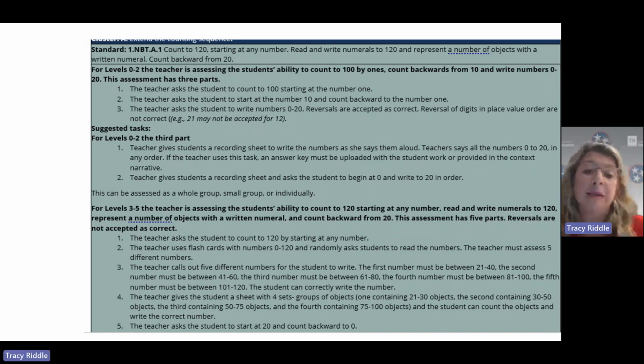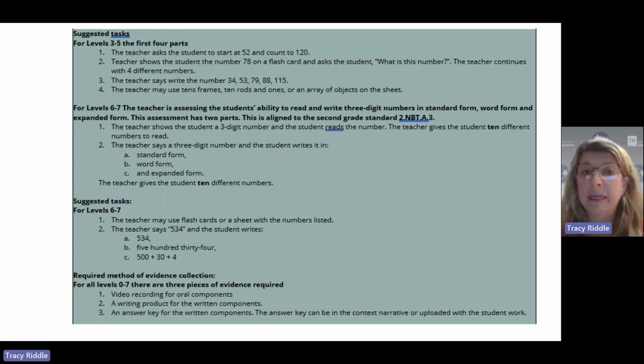The teacher could ask the student, for example, to start at 52, and the student starts at 52 and goes to 120. An example of the teacher using flashcards would be the teacher showing the student the number 78 and asking, "What is this number?" And the student says the number, reading the number. The teacher, again, will ask 5 different numbers to assess this part. An example of the third part would be the teacher saying, "Write the number 34, 53, 79, 88, 115."